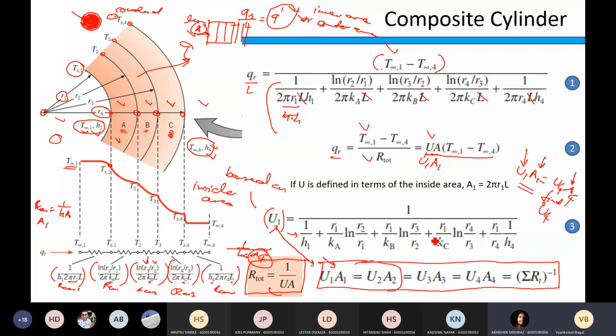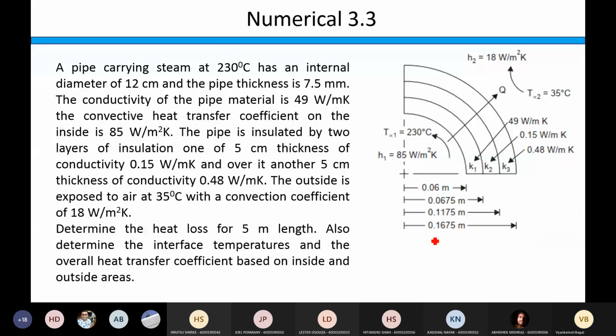Okay, fine. Now, should I go to the next slide? So you understood how to find out the rate of heat transfer in case of the composite cylinder, and how to find out the overall heat transfer coefficient if it is asked, right? Now it is time to solve a numerical based on whatever we have talked about right now.